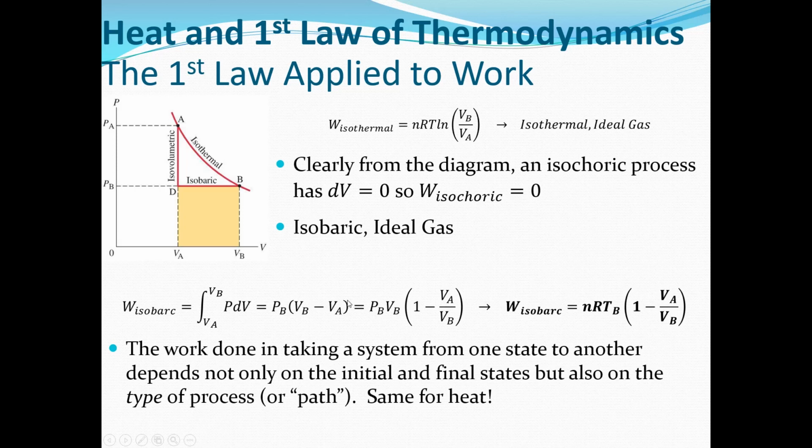So even though we're going from one state to the exact same state, based off of the process that we take, it's going to change how much work is required. So this ends up being an important aspect, and it's how, like I said, the main way we're going to do engines, because we're going to go from one state to another, and then go back to that state using a different process, allowing us to get a net amount of work out of the system. And yeah, so it's based off of the type of process or the path.